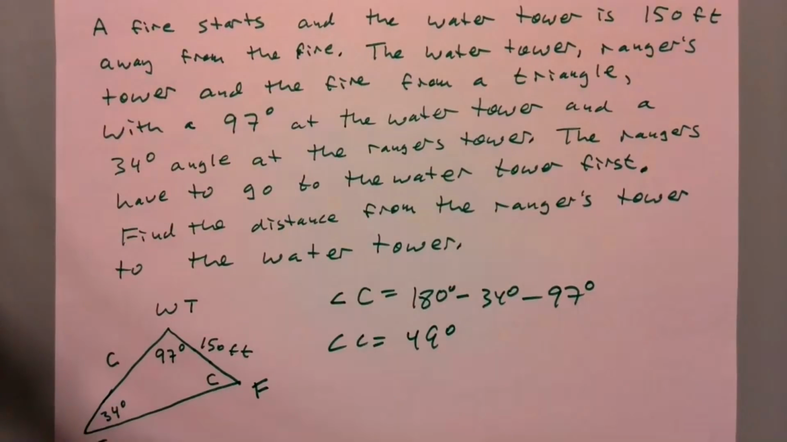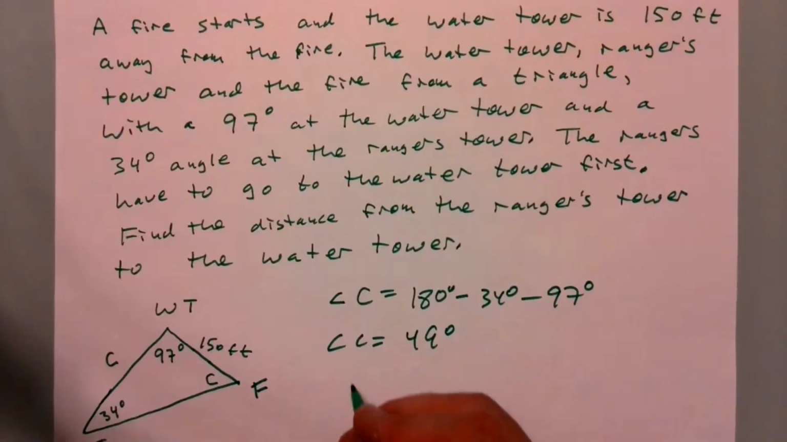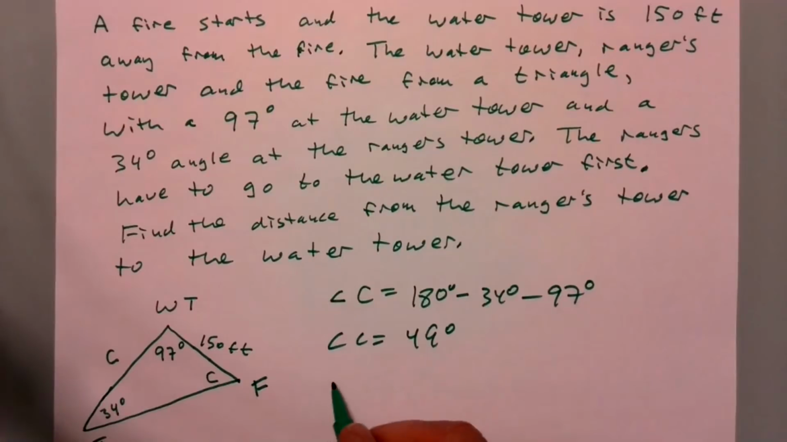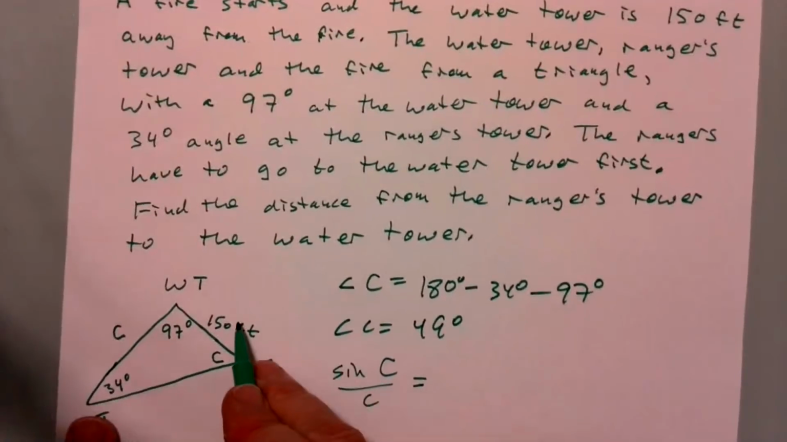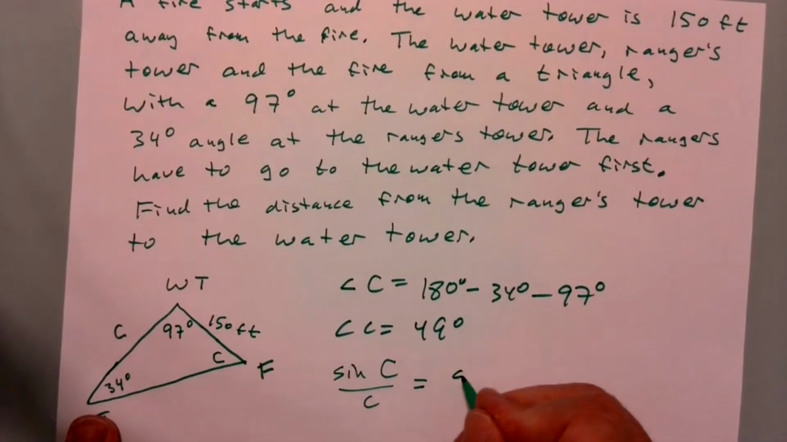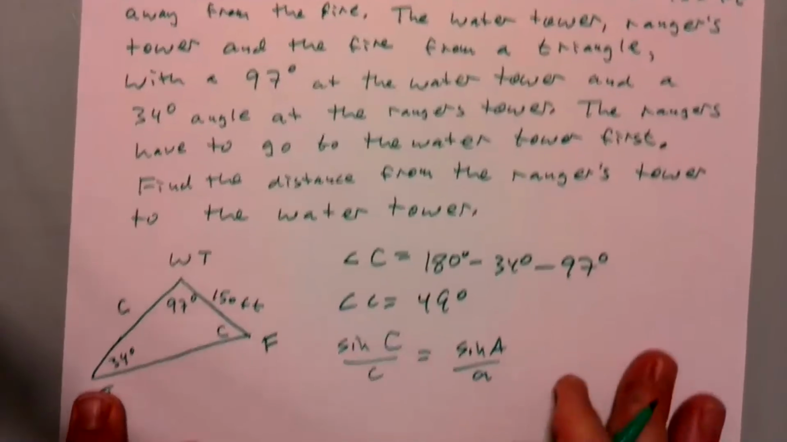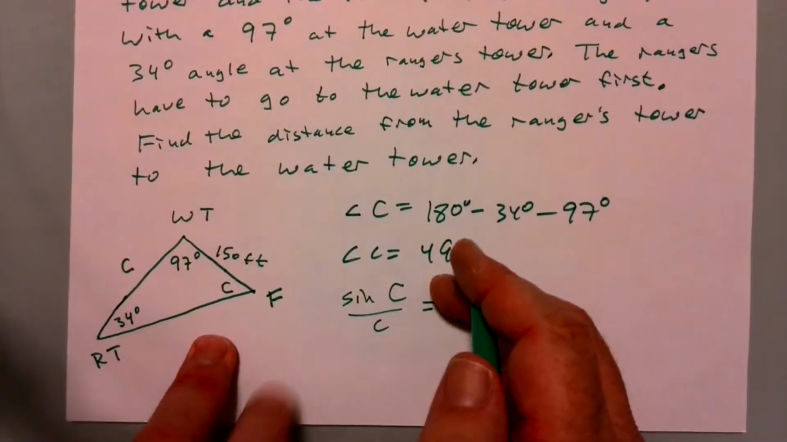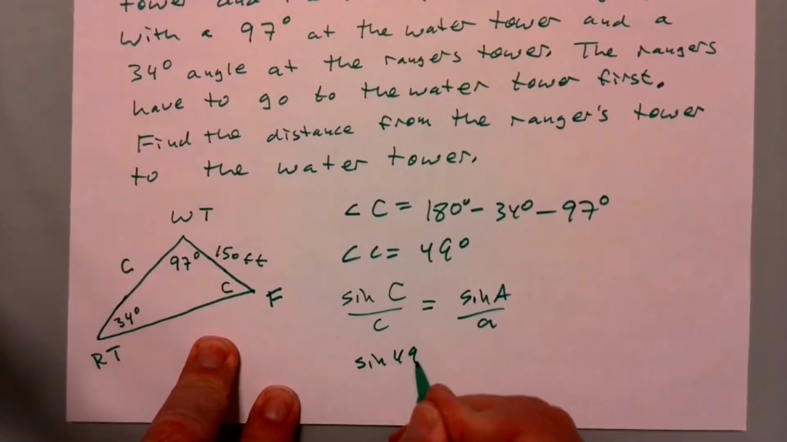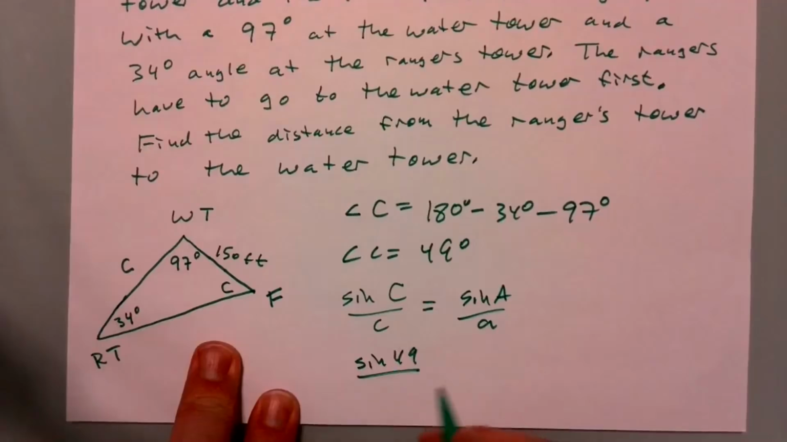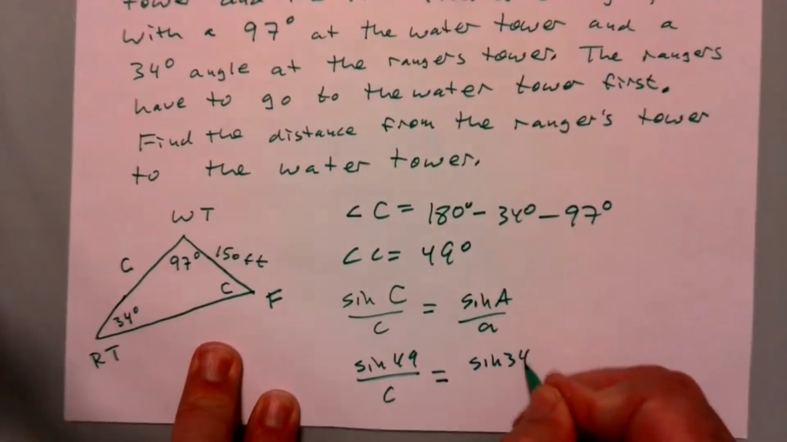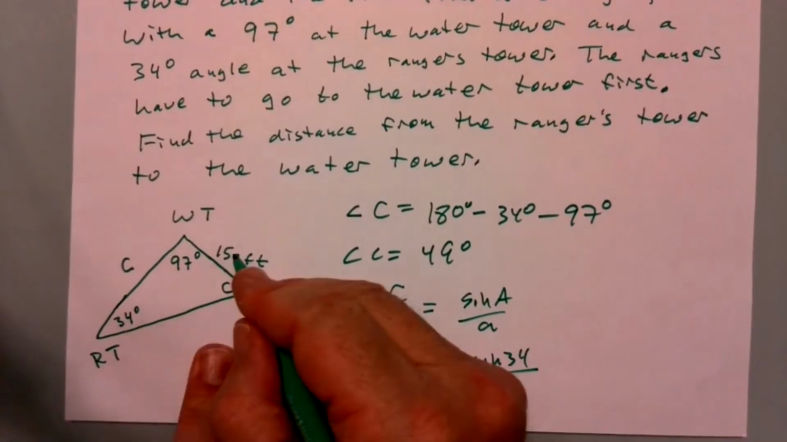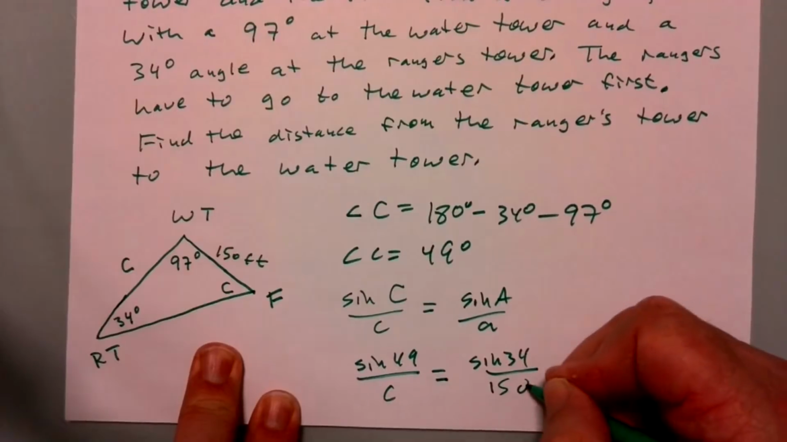And I am looking for length C. Well, what I can say is sine C over little c. I'm looking for little c. Now I know the angle C. Sine angle C over little c is, you'll notice I have 150 and 34 are opposite each other. Let me call that sine A over angle A. So sine C, that's sine of 49 degrees, over little c is what we're looking for, equals sine A, that's sine 34 degrees, over the thing opposite 34 degrees, which is 150.